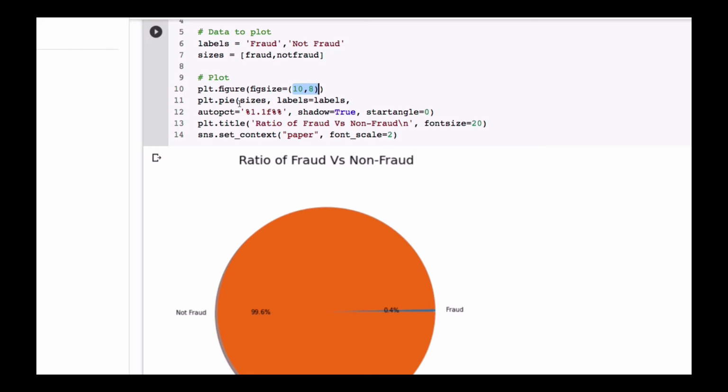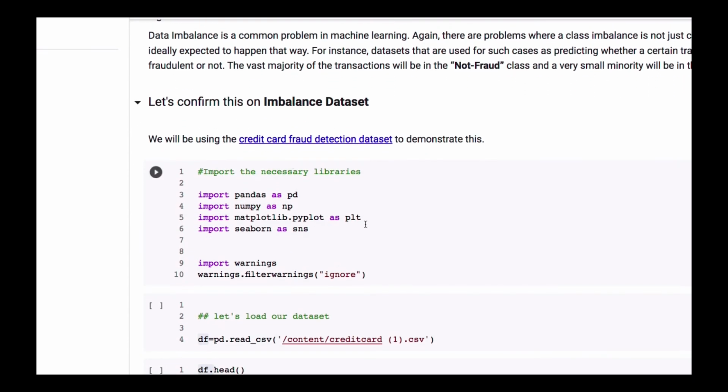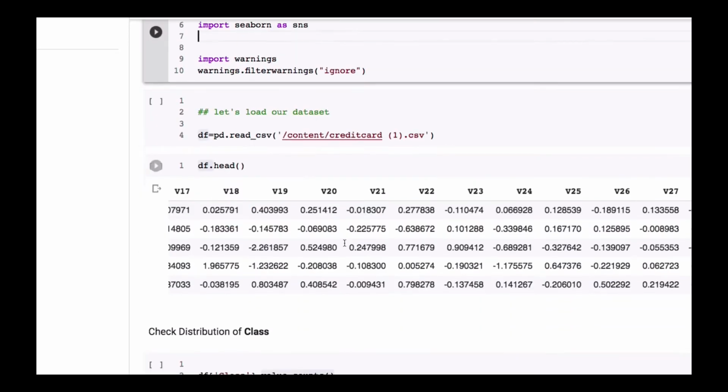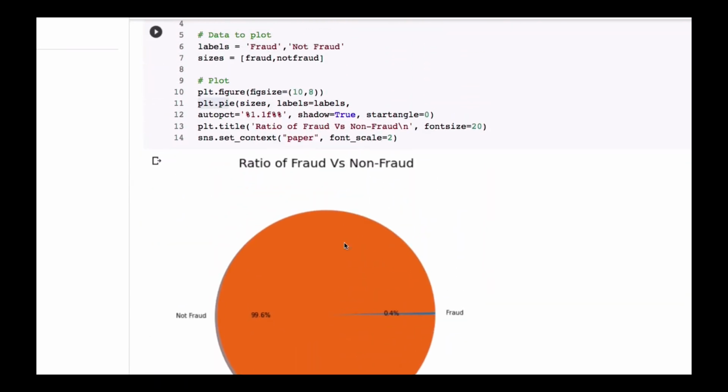Then for the pie chart, we have a pie chart in Matplotlib, so I'm using plt.pie. plt is nothing but the Matplotlib library. We imported matplotlib.pyplot as plt, just shortening it. You could shorten it to anything you want, but normally you will see plt almost everywhere. It's just a short form of matplotlib.pyplot.